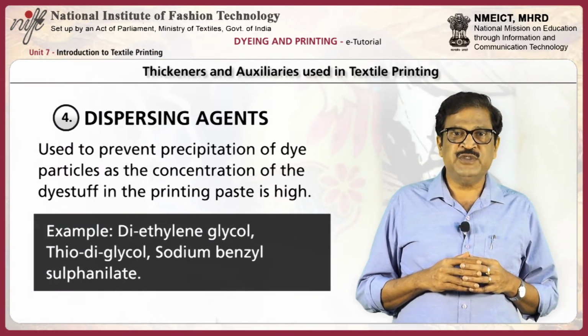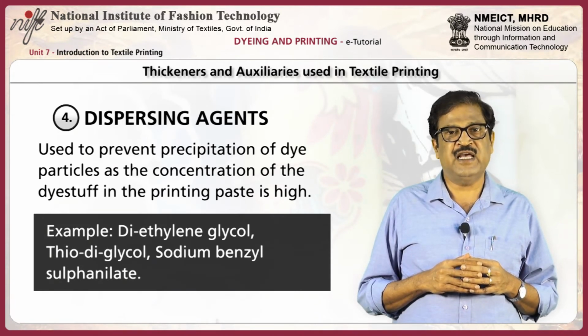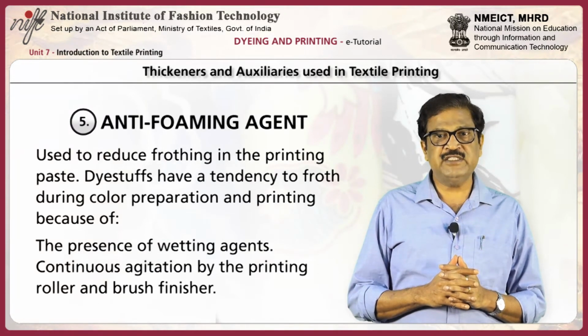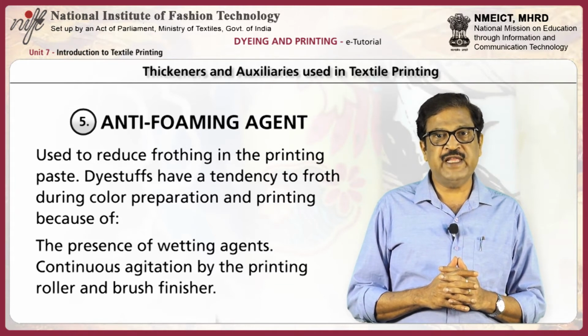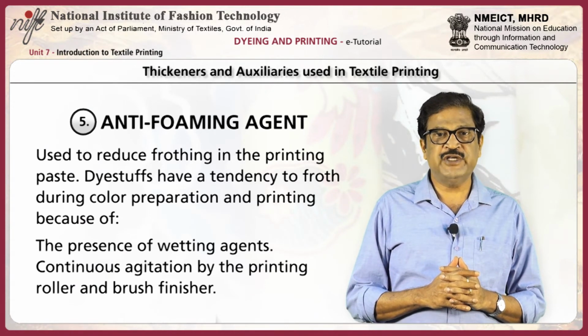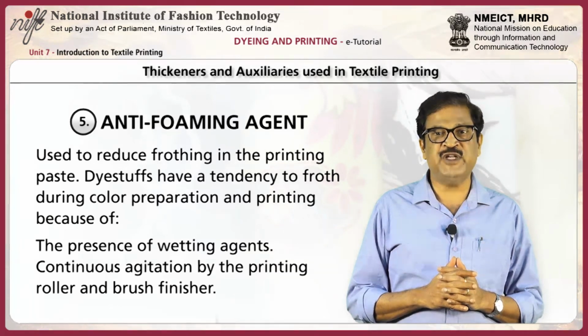Dispersing agents are used to prevent precipitation of dye particles as the concentration of the dyestuff in the printing paste is high. For example, diethylene glycol, thiodiglycol, sodium benzyl sulfonate. Anti-foaming agents are used to reduce frothing in the printing paste. Dyestuffs have a tendency to froth during color preparation and printing because of the presence of wetting agents and continuous agitation by the printing roller and brush finisher.